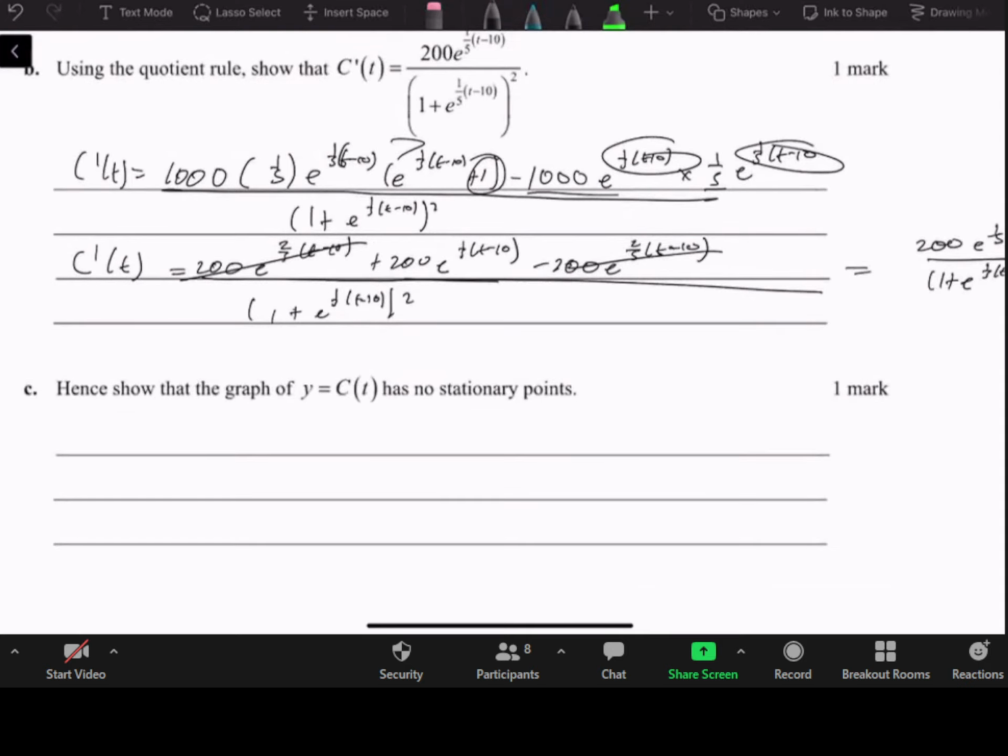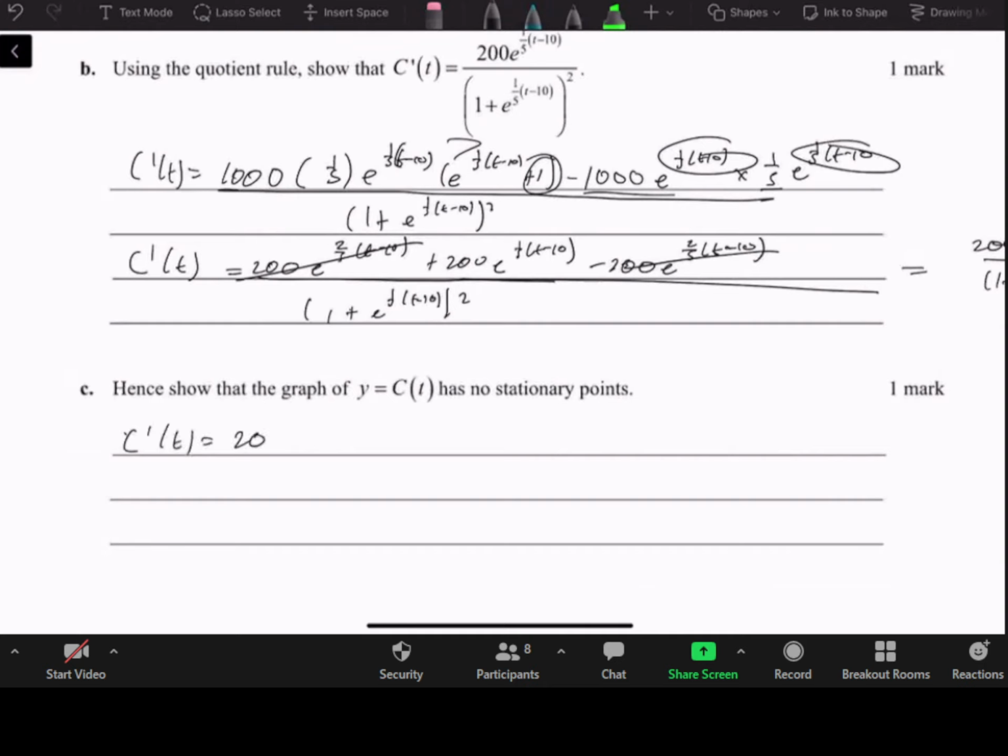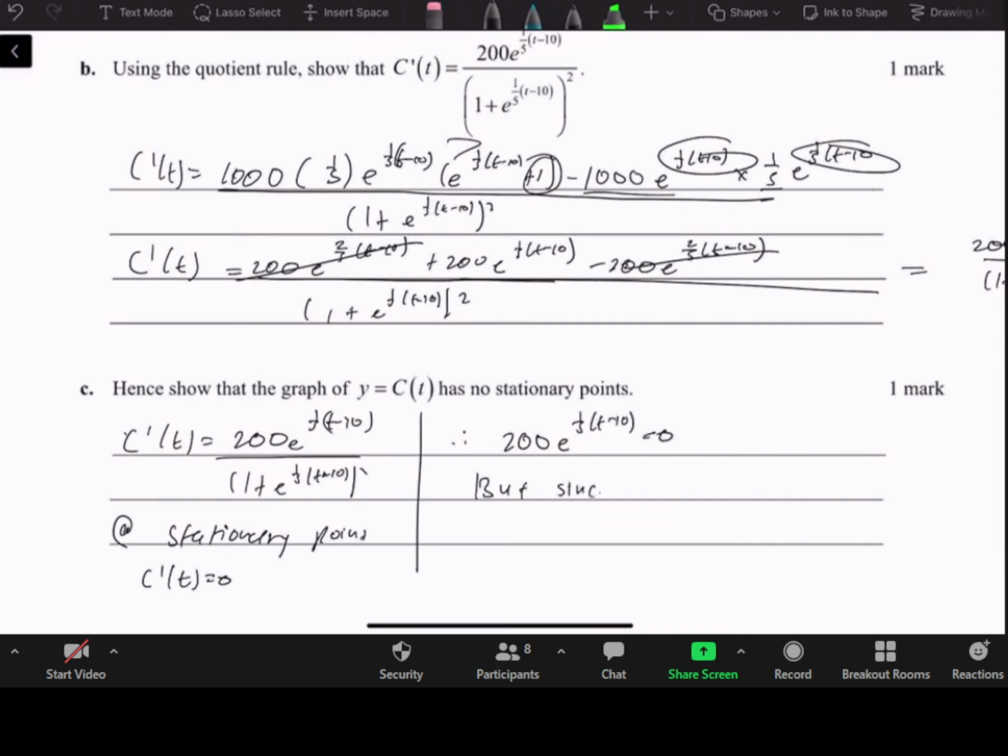So for this one, you just have to say that C'(t) is 200 e^(1/5 t - 10). Just rewrite this. So at a stationary point, C'(t) has to be 0. Therefore 200 e^(1/5 t - 10) has to be 0. But since e^(1/5 t - 10) is greater than 0 for all t, an element of the real numbers, therefore C'(t) never equals 0 and has no stationary points.